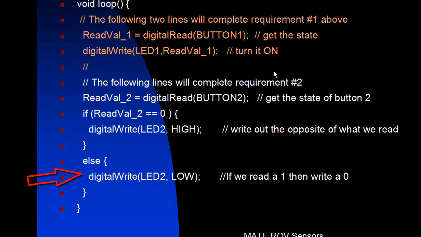Now if that was not true, if the read val 2 is equal to something other than 0, not equal to 0, we'll do the else statement. In that case, we're going to do a digital write to LED 2 with a low. So if we read a 1, then we're going to write a 0. That's it for part number 2.